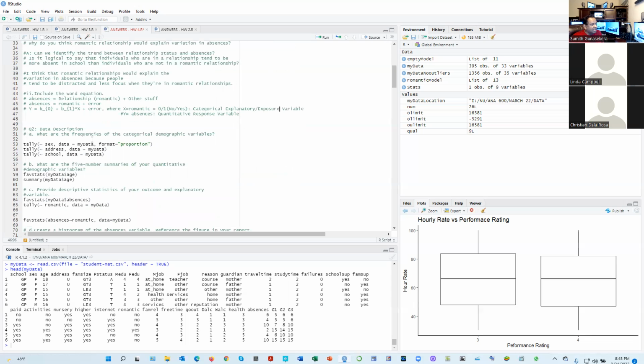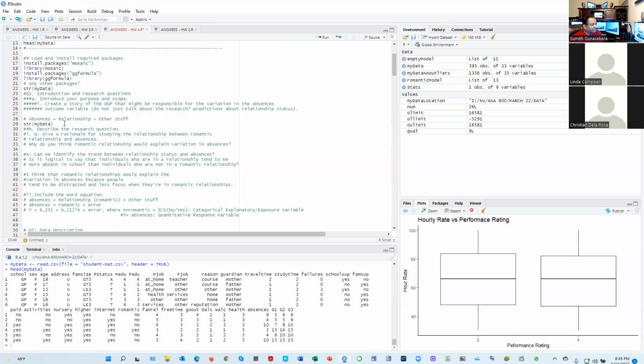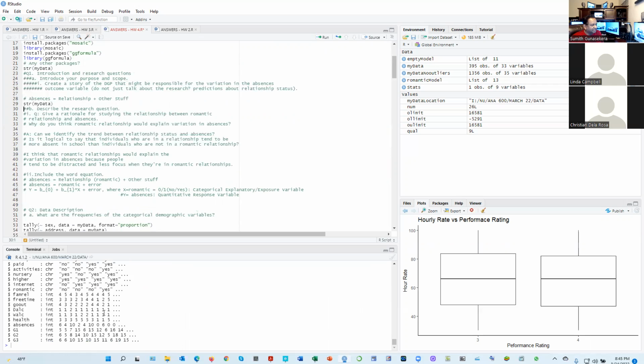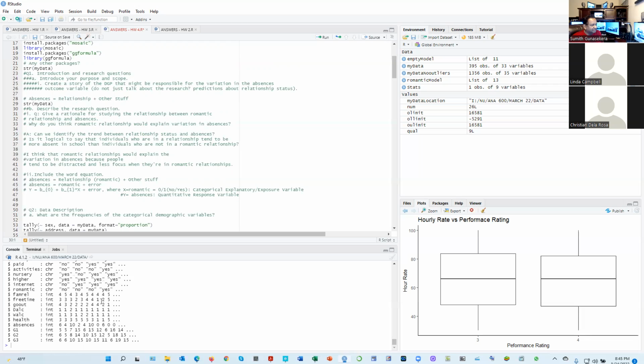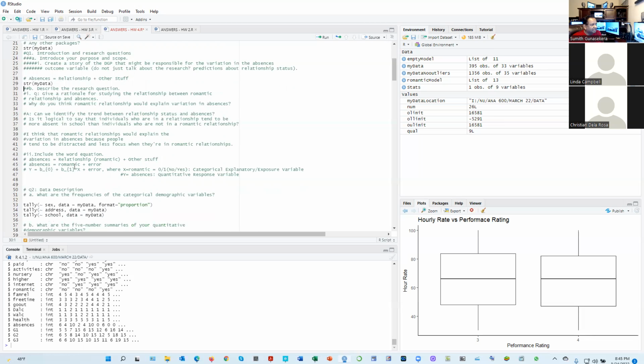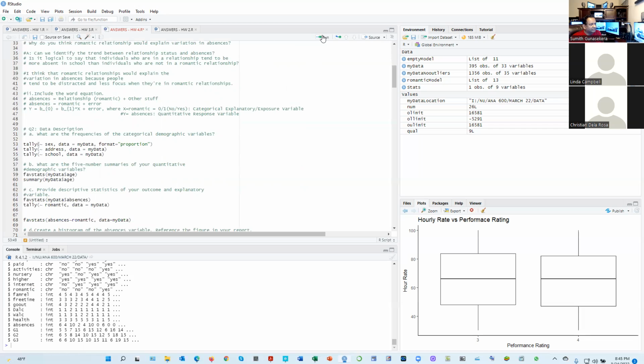Okay. Then here we look at the frequencies of the categorical demographic variables. Demographic variables, you can talk about gender, address, school. Those are all categorical. Here we are looking into the structure too. You can see how many variables are characters, categorical, and integers, meaning numeric. Mainly we talk about this one.